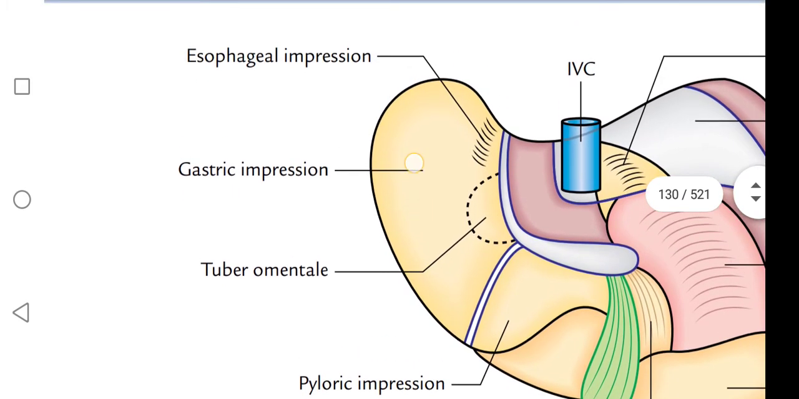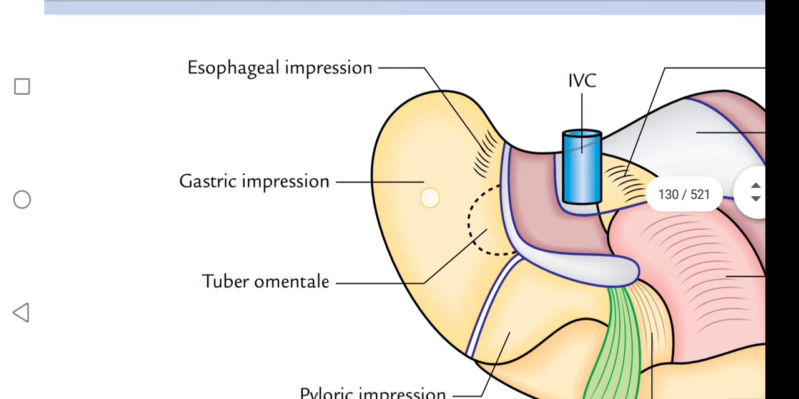This is the gastric impression. This is the left lobe of the liver, and it is related to the stomach and forms an impression on the liver. We call this area the gastric impression.